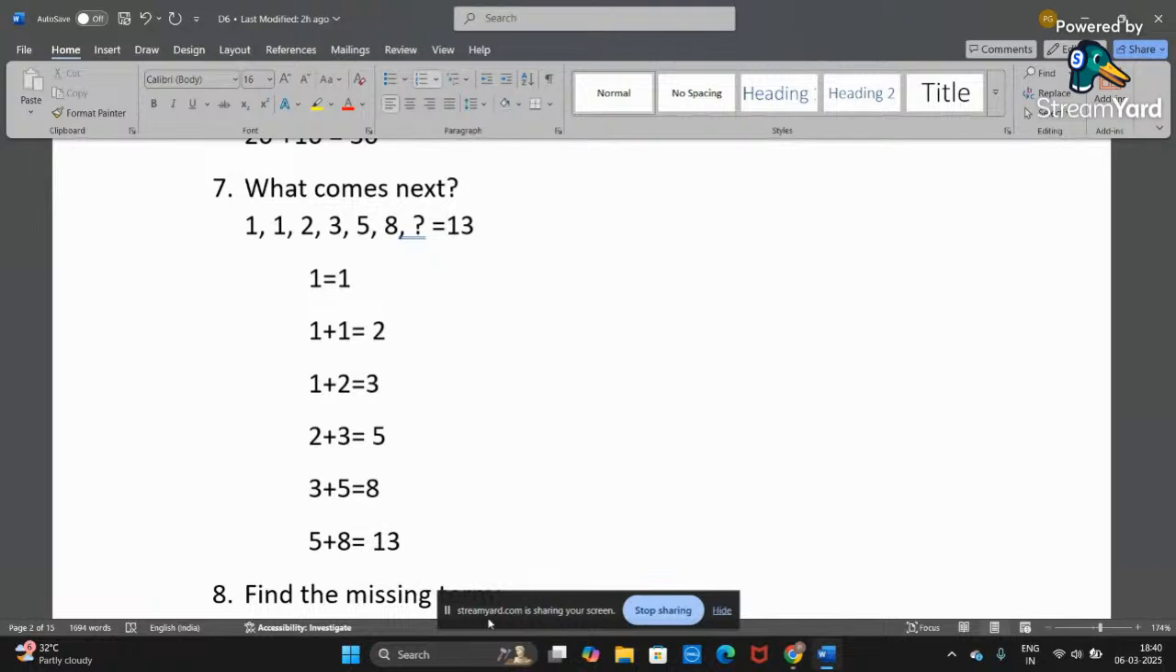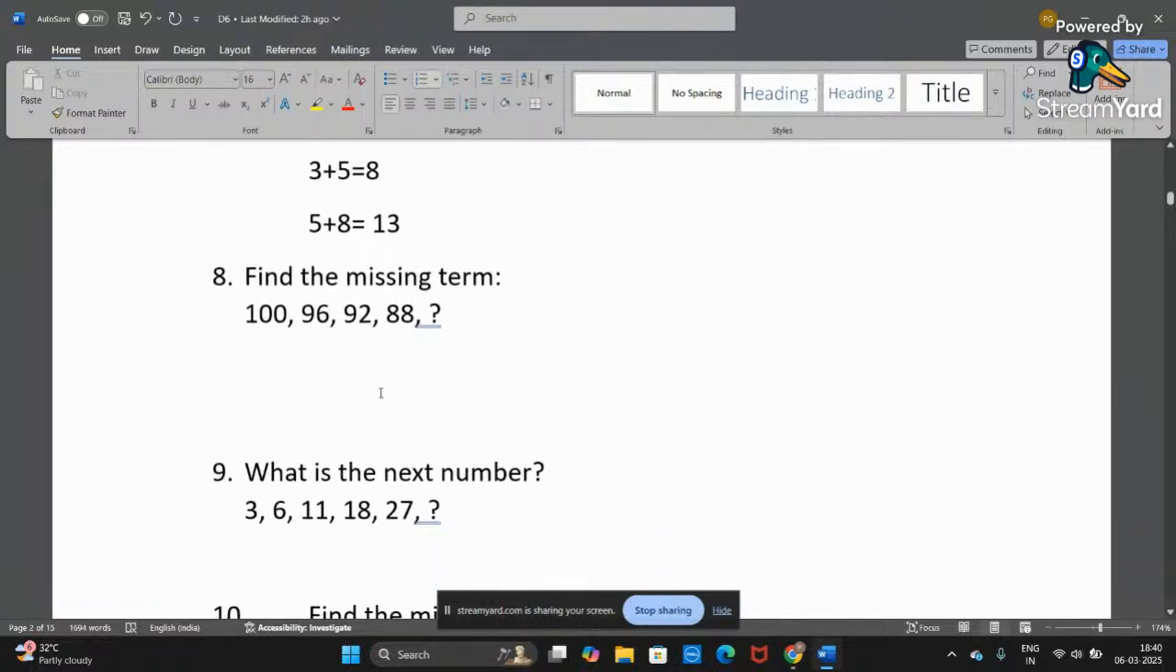Now let's move on to solving the next one. Find the missing term. There are four digits. We need to find the fifth one. So between this and this, there is a difference of four. 100 minus 4, even here it is subtracted with 4. Even here, 92 is subtracted with 4. Even here, it is subtracted with 4 to get the answer. That means your answer will be 84.